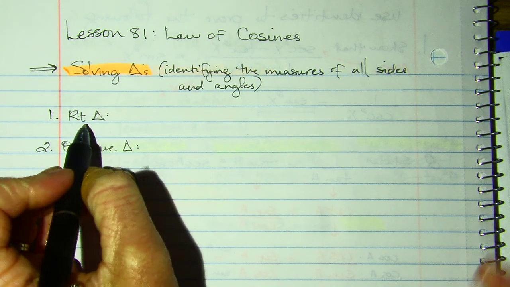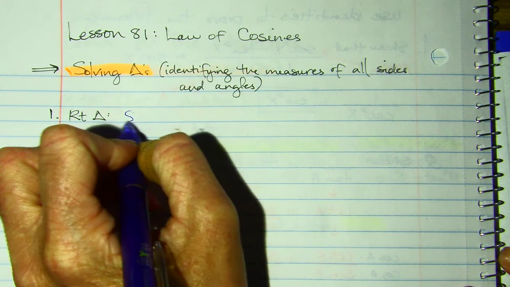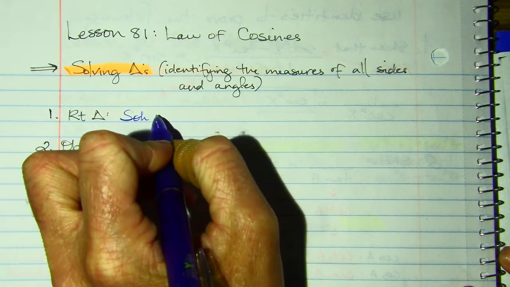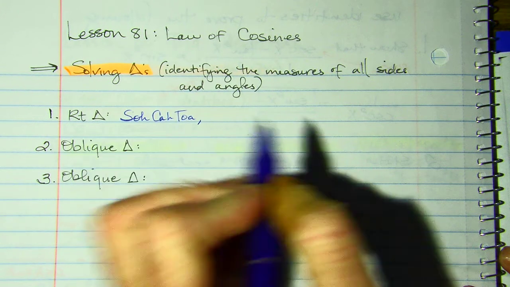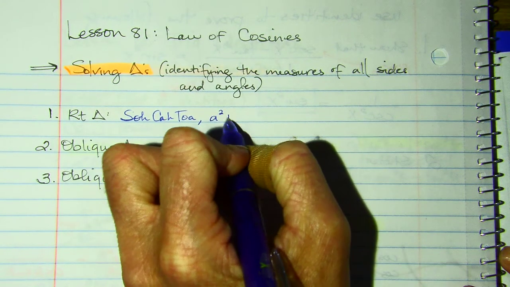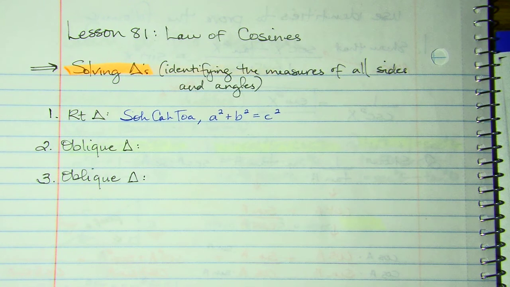So when we're given a right triangle, solving is super easy because I can use any of my trig functions. So I could use SOHCAHTOA. But I also can use my Pythagorean theorem. My Pythagorean theorem is specifically for a right triangle. Oblique triangles are all the other triangles that don't include right triangles. So when we find an oblique triangle, we have to use different methods of solving.